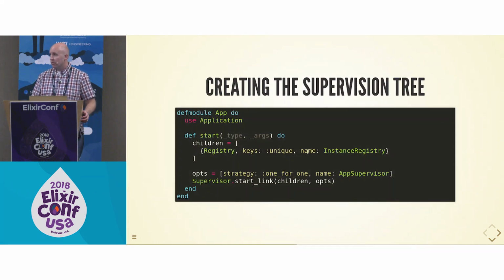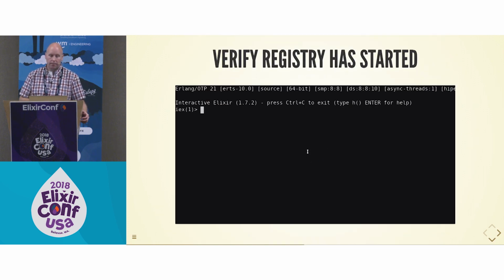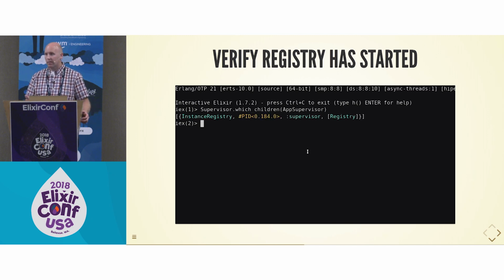So the documentation recommends that to use a registry, we add it to a supervision tree. So you can create your mix application with --sup to add a supervision tree. And so you can see here we've added this registry to our children list for our supervisor, and we're going to name it AppSupervisor. And we can verify that it's being started. So we're going to call Supervisor.which_children, and we're going to pass in the name of our supervisor. And as you can see, our InstanceRegistry has been started with our application.